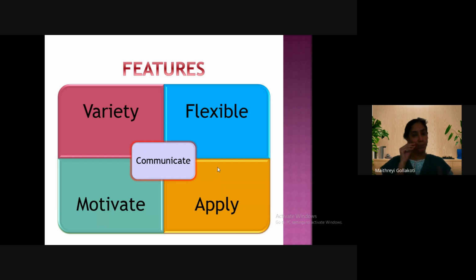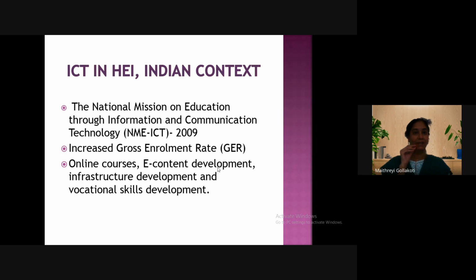Okay. And most importantly, ICT tools are best for communication. The name itself is that, isn't it? ICT, information and communicative tools. So the chief keystone or the cornerstone of ICT tools is communication. So these are the features of ICT tools: variety, flexibility, motivation, application, and communication. Okay? Yeah. So next slide, please.